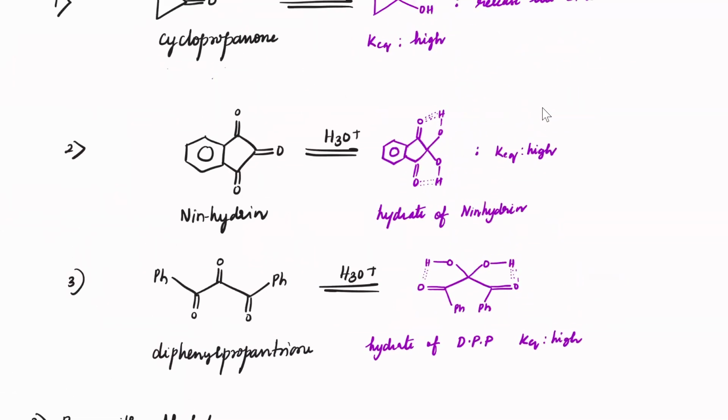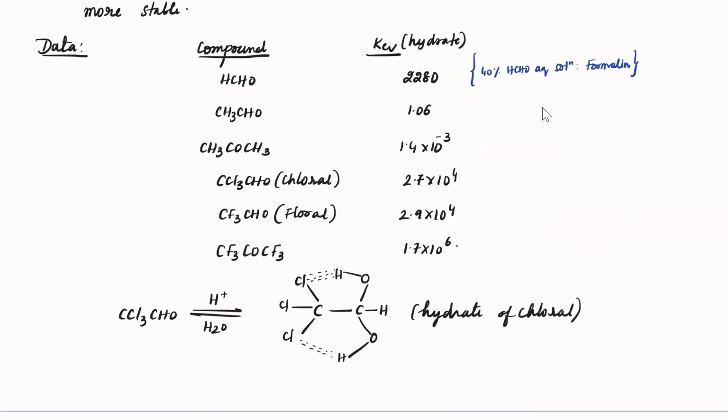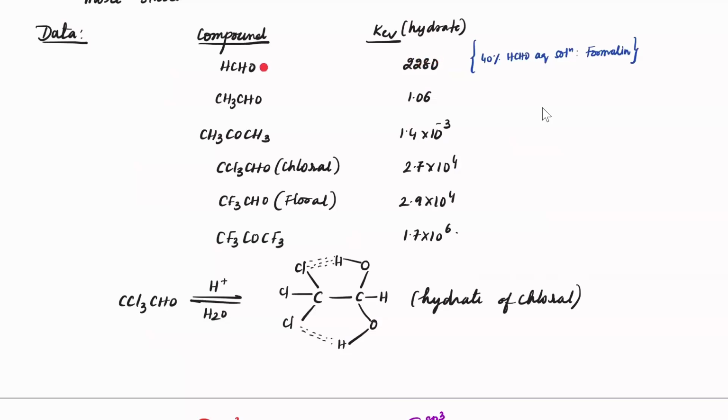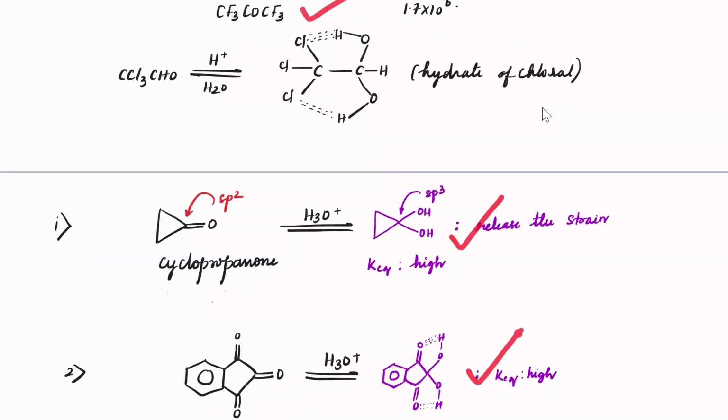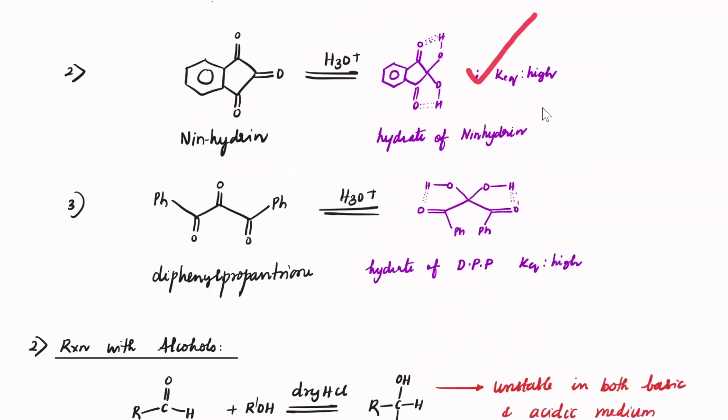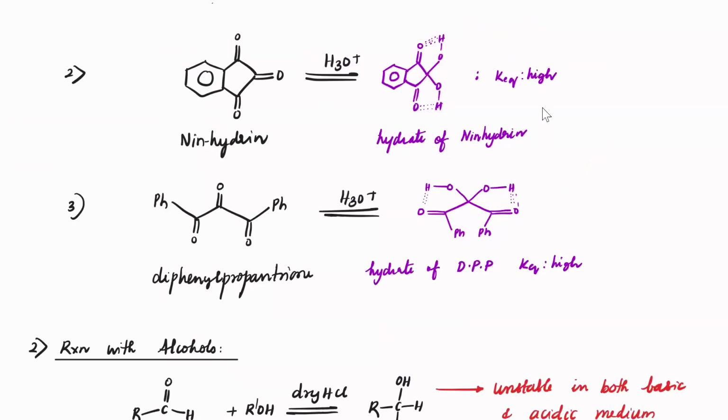Okay. So to be precise, on total how many we have, please check. If you were asked the question, you will find these: formaldehyde, acetaldehyde, chloral, fluoral, and this one with fluorine on both sides. And these five here. And then we have cyclopropanone, ninhydrin, and then the last one, which is DPP. These are the total 8 compounds that you will have to learn. That's it. Anything other than this will not come in your exams or syllabus. Correct? So learn these 8 hydrate forms which are the most stable hydrates.